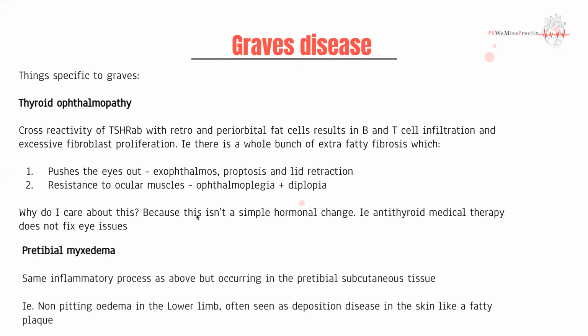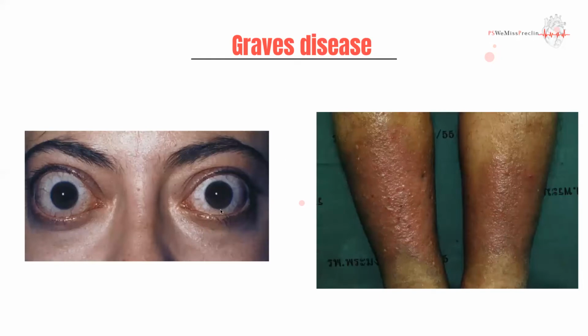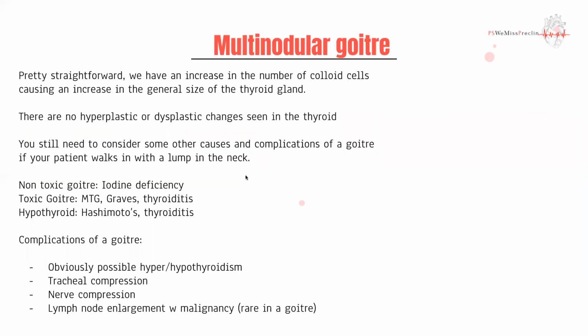And next we have this thing called pretibial myxedema, which refers to an inflammatory process very similar to what's going on in the fat cells behind the eye, happening now in the pretibial subcutaneous tissue. And I think I have a picture of both of them. So here's your ptosis with lid retraction. Typically, the lid should extend until you cover the iris. You should not see the white part of the eye superiorly. And then with the pretibial myxedema, this is a non-pitting edema, which is different to the edema you see with chronic kidney disease, liver failure, and heart failure, which is pitting edema.